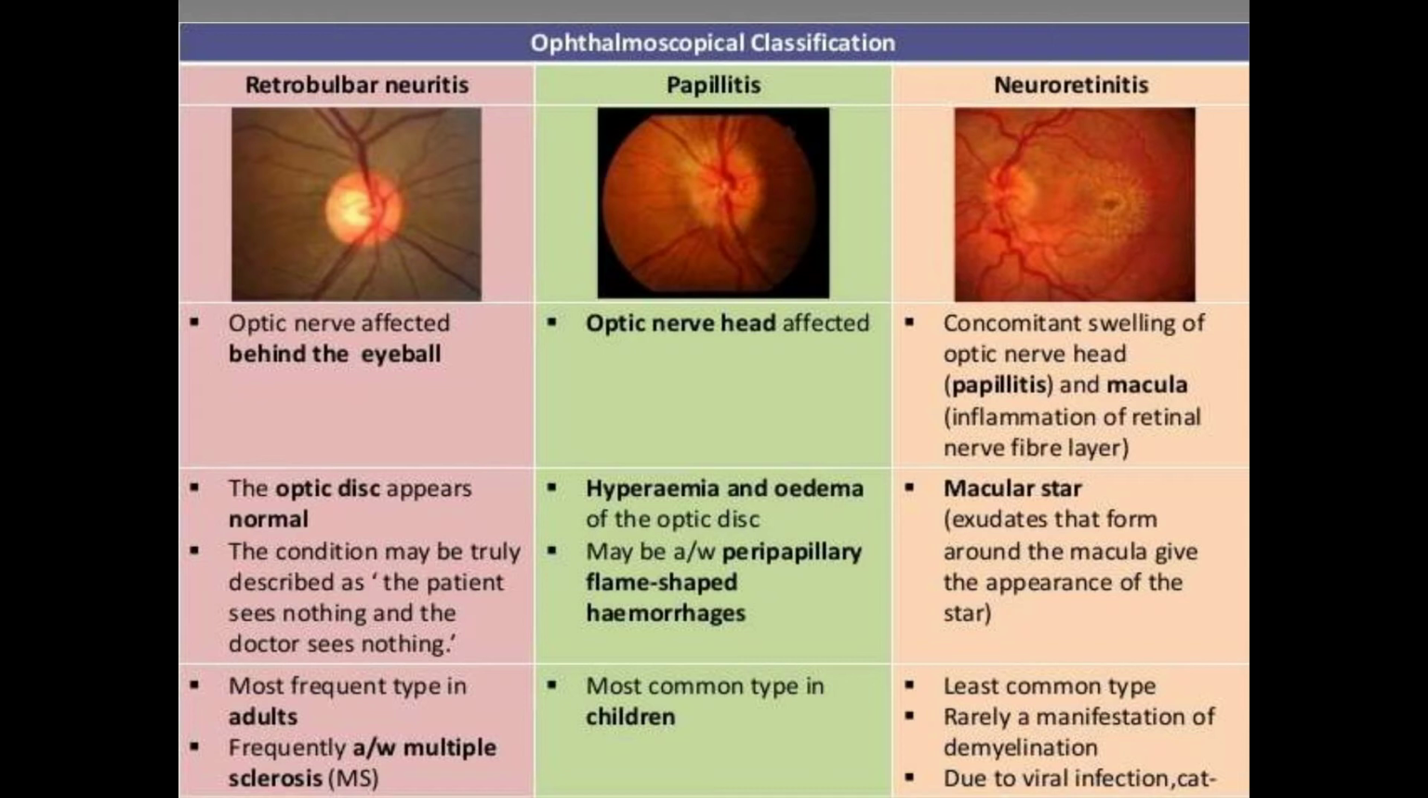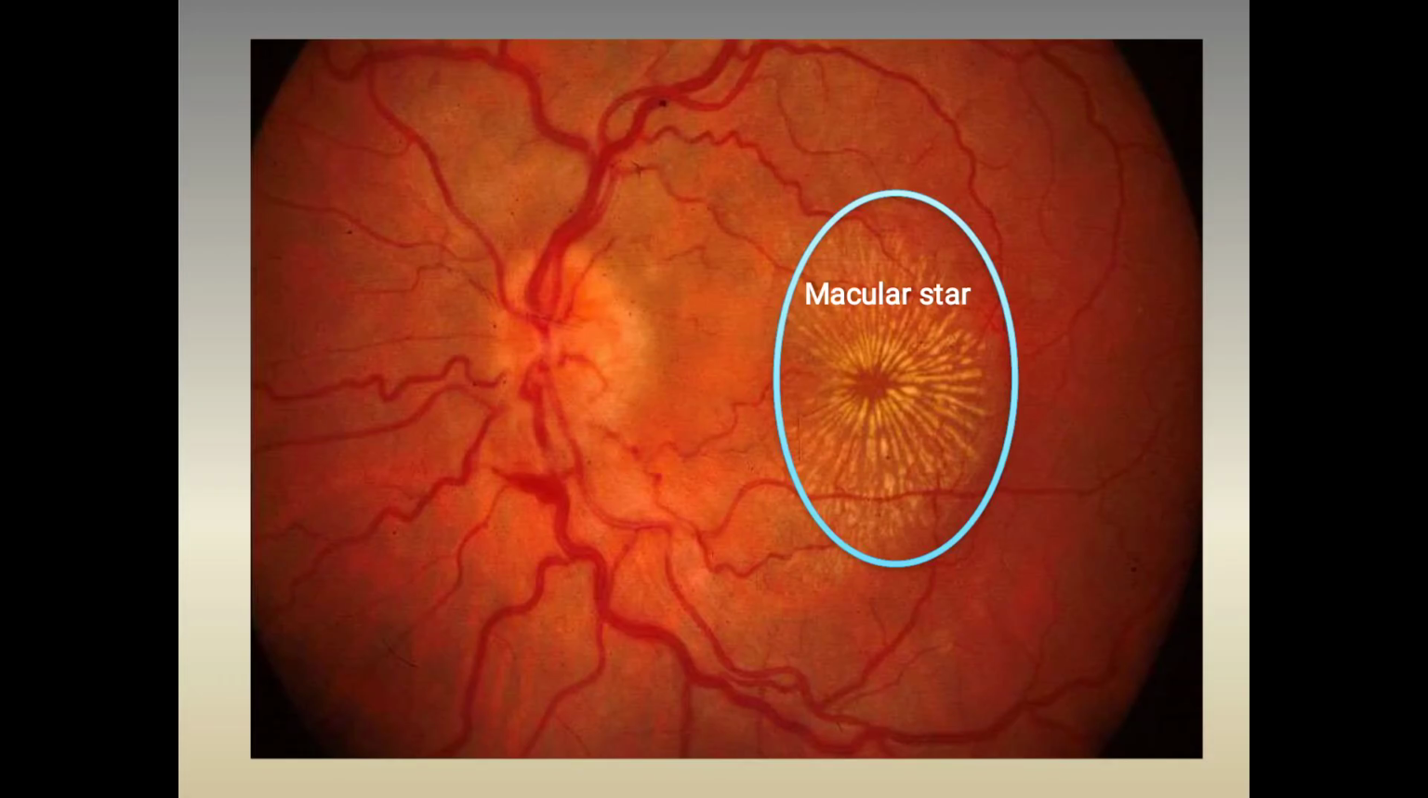So in this neuroretinitis, usually there is inflammation of the surface of the optic disc leading to optic disc edema and hyperemia as in papillitis. But in addition to that, there will be exudates in the macular area because the retina is also inflamed. So there is a formation of a macular star, because in the macula the exudates form around the macula and give the appearance of a star. So it is a macular star, and it may be because of viral infection or infection of the adjacent tissues.